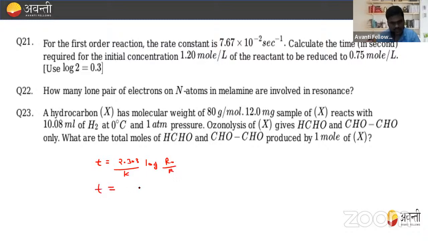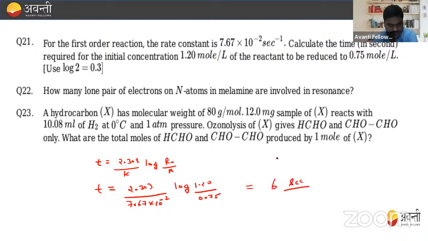So here, 2.303 remains the same. The rate constant is given, that is 7.67 times 10 raised to the power minus 2, log of R naught, which is the initial concentration. The initial concentration is 1.20, and this is 0.7. So just solve this, you'll get the answer, nothing else. In solving, you'll get the answer as 6 seconds. So the correct answer is 6 seconds.